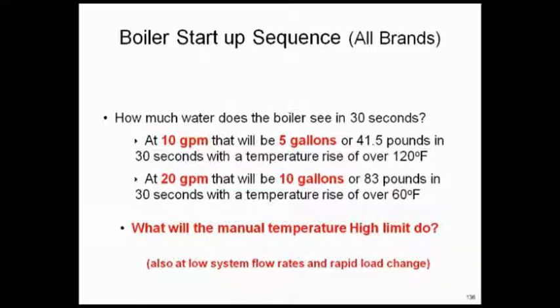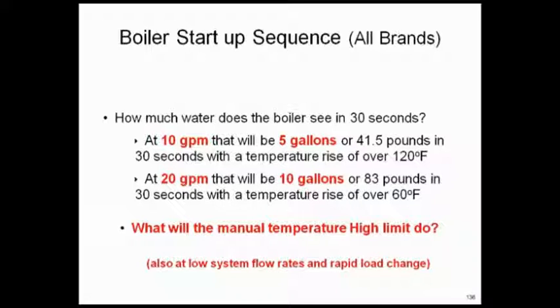If your flow rate was 20 GPM, how many gallons of water would it see in 30 seconds? It would see 10 gallons. And you're putting 5,000 BTUs in 10 gallons of water because there's no volume of water to speak of in these little water tube boilers. There's very little water in them. Now you're over a 60 degree rise.